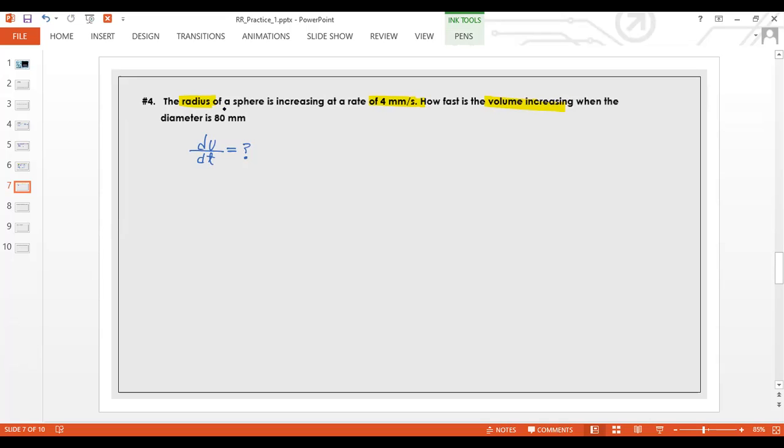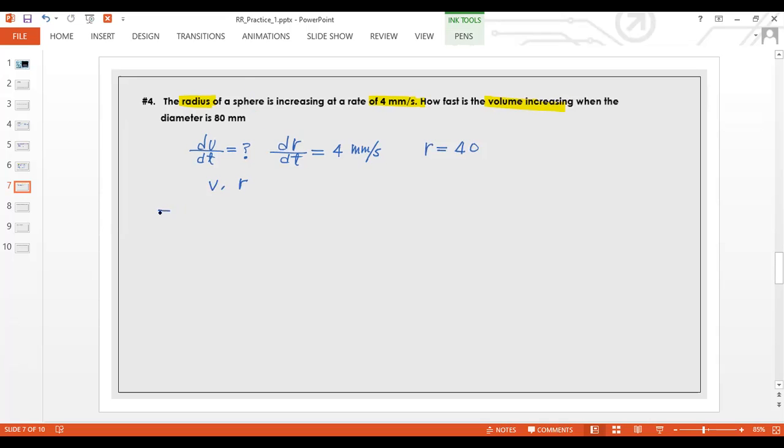So this is the radius increasing. This number is dr/dt, and dr/dt here is 4 millimeters per second. Then they throw something in here: they say the diameter is 80 millimeters. I know the variables here have r's, right? So what is the diameter? If the diameter is 80 millimeters, that means r is what? r is 40, correct? So now we have the variables V and r.